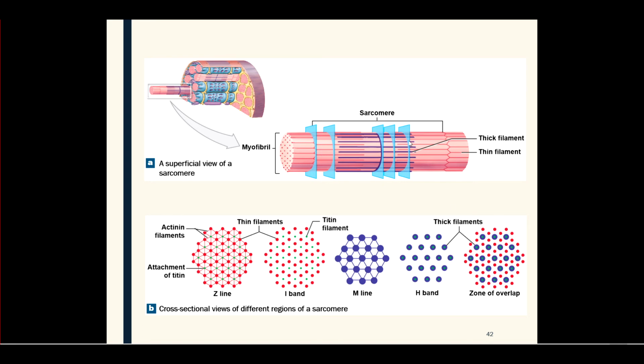And then over here, they're giving you the zone of overlap. They didn't do the zone of overlap over here, but they did the zone of overlap on this side. You can see both the thick and the thin filaments. So it's just giving you a perspective on cross-section rather than looking at it head-on, from the side, I should say.